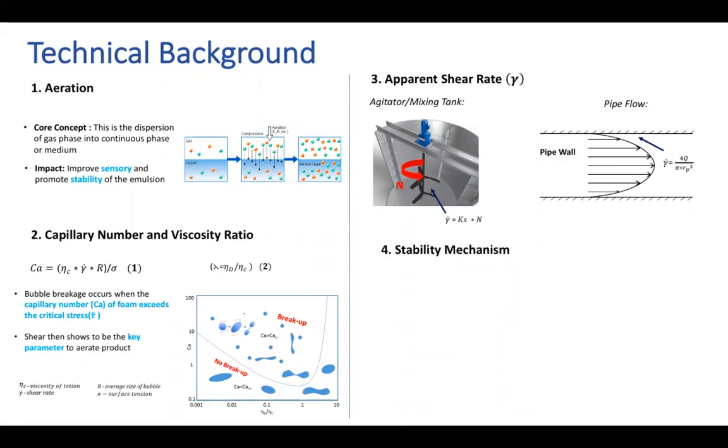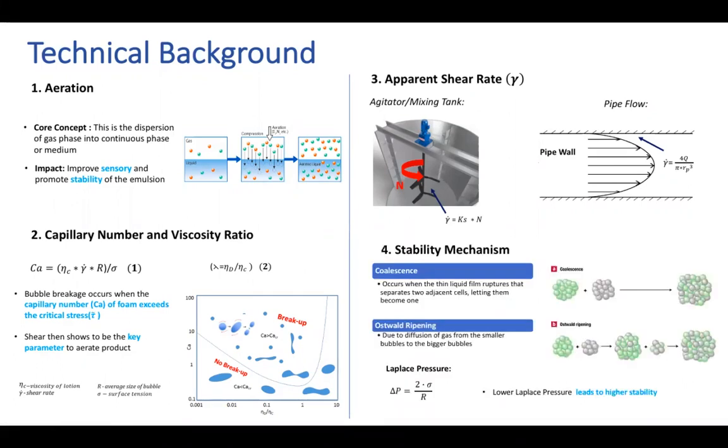Lastly, as we mentioned, we are concerned with creating stable products before they reach the hands of our consumers. To create a stable product, we first had to understand what factors control our product stability, and that was shown to be the bubble coalescence and also ripening mechanisms, which we found could be controlled if we have a lower Laplace pressure in our aerated product.